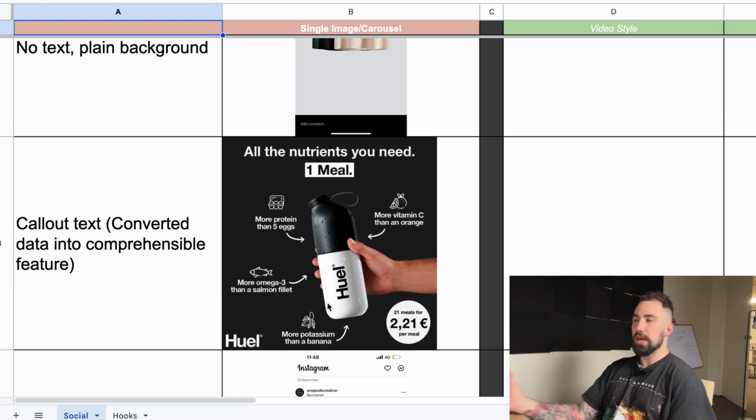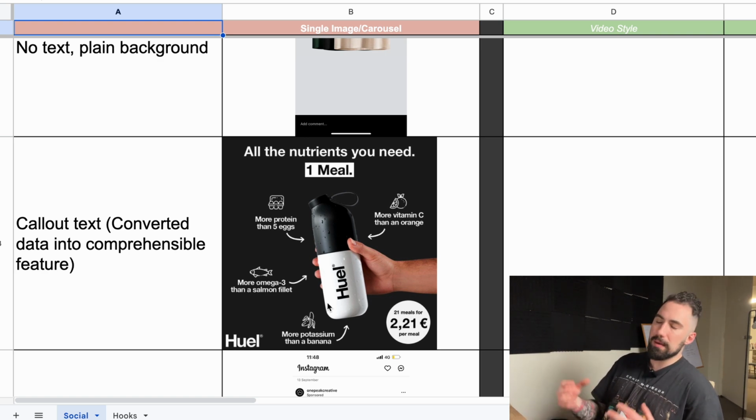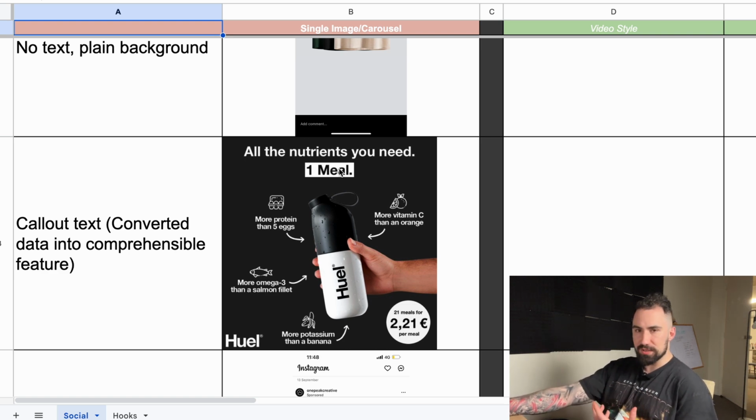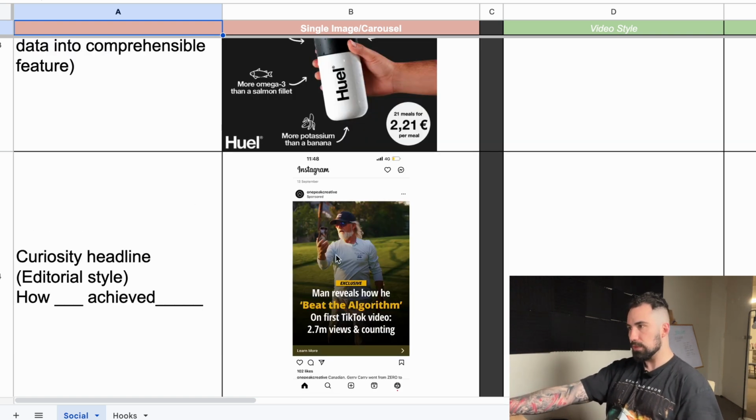If it's a supplement, I would only care about the benefits, because what else would you care about, right? You cannot taste something, right? Maybe I would put a person giving a taste, and then, oh my god, the best chocolate flavor I've ever tasted, so on and so forth. All nutrients you need in one meal gives that convenience factor as well. If you have a supplement brand, this type of style, the call outs with arrows, works really well.